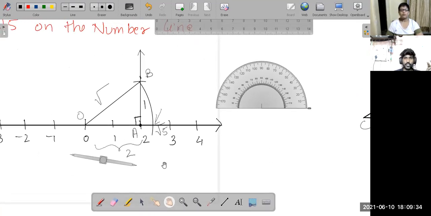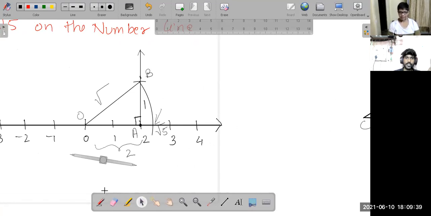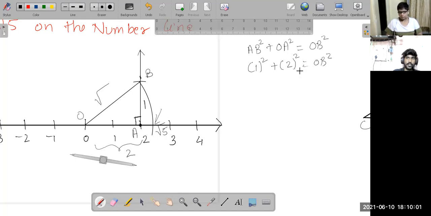Okay, I'll do the calculation and show you. So look at the triangle. AB is one side, so AB square. OA is another side, so OA square. Hypotenuse is OB, so OB square. AB length is 1, so 1 square, OA length is 2, so 2 square is equal to OB square. So 1 plus 4 is equal to OB square. So 5 is equal to OB square. So how much will be OB?